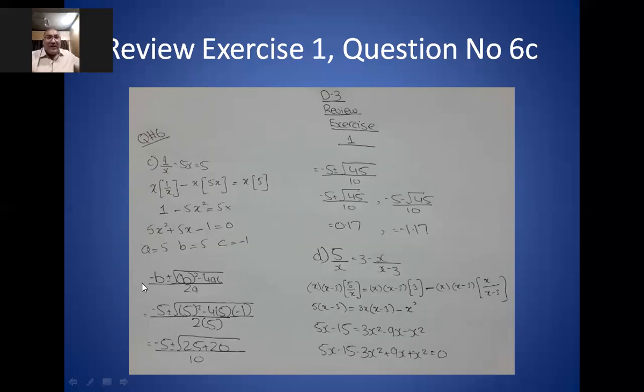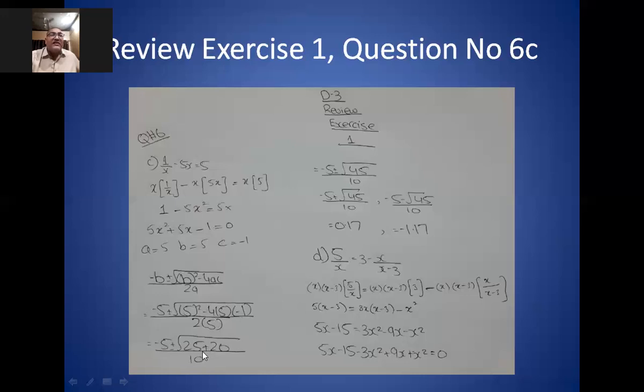The quadratic formula is minus b plus minus under root b square minus 4ac divided by 2a. Just substitute the value of the a, b, and c. So you will have minus 5 plus minus under root 5 square minus 4 into 5 into minus 1. Whole thing divided by 2 into 5. So you will have minus 5 plus minus under root 25.